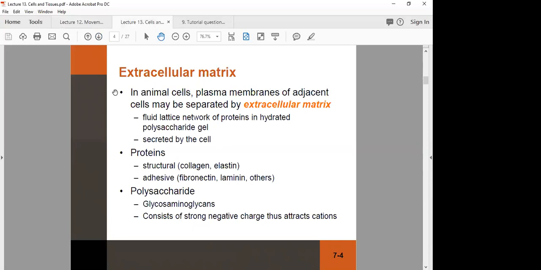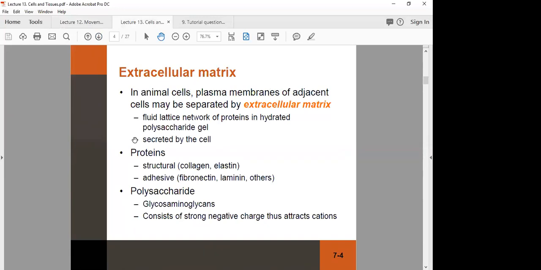Okay, in animal cells, the plasma membranes of adjacent cells may be separated from each other. They might not be in close contact, and where they are physically separated, in between those cells, you'll find what's called an extracellular matrix. The extracellular matrix is a fluid network of proteins found within a highly hydrated polysaccharide gel. The extracellular matrix is secreted by specific types of cells.